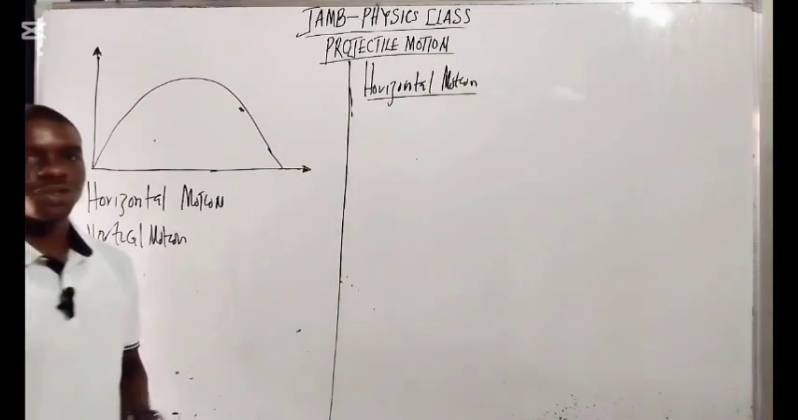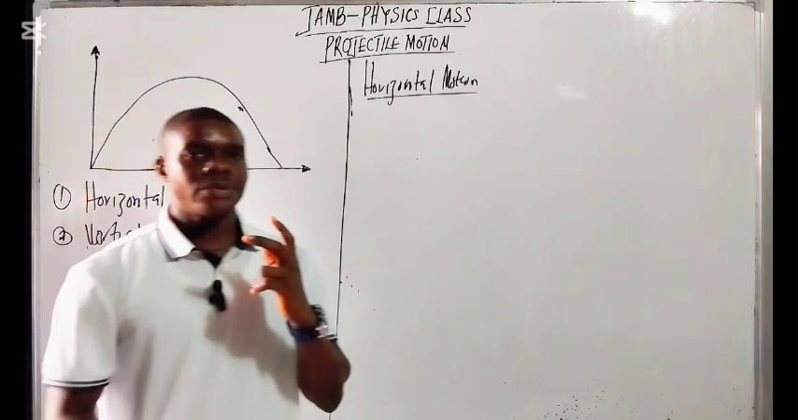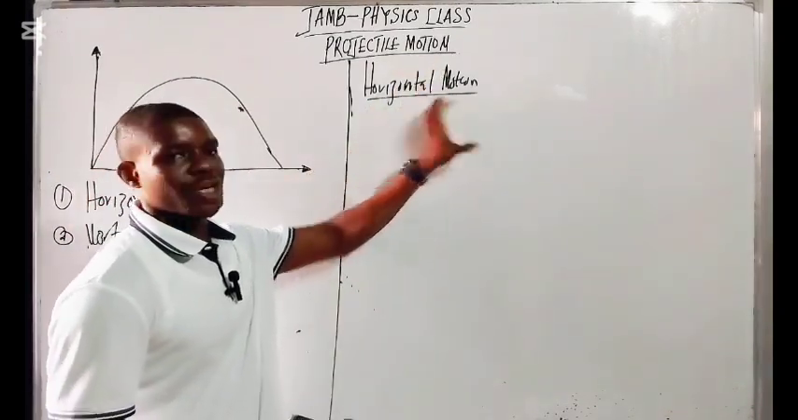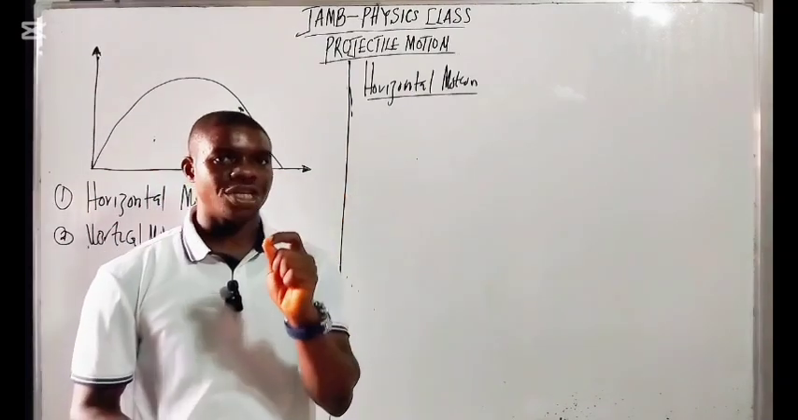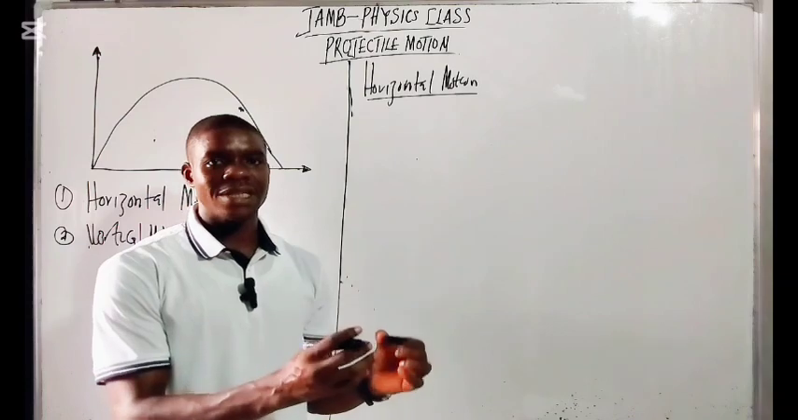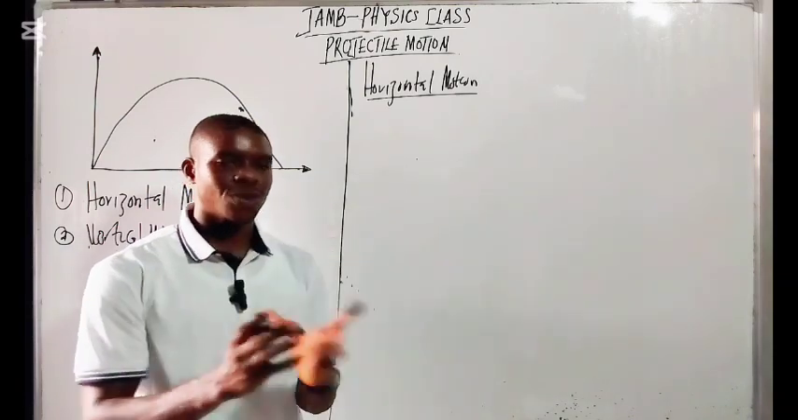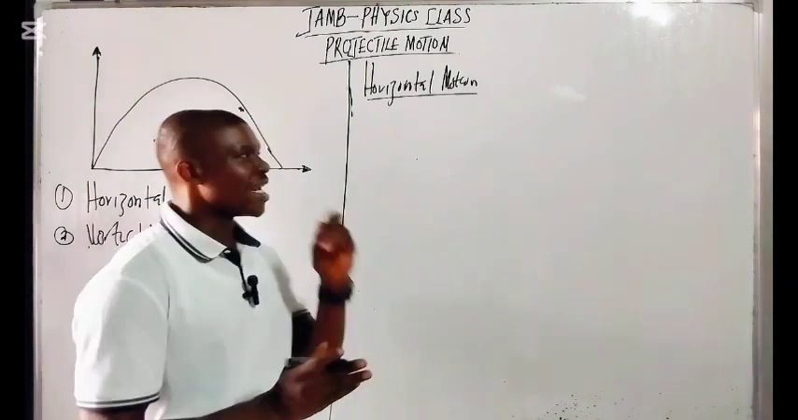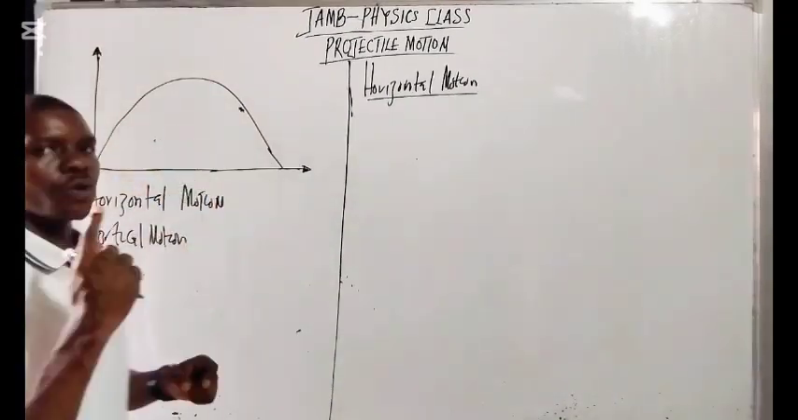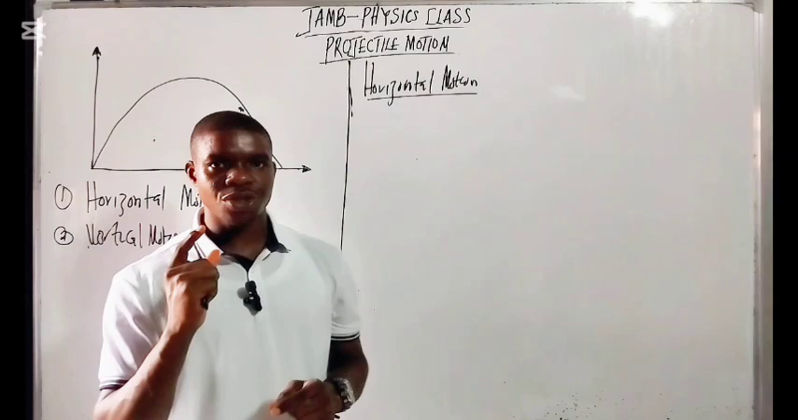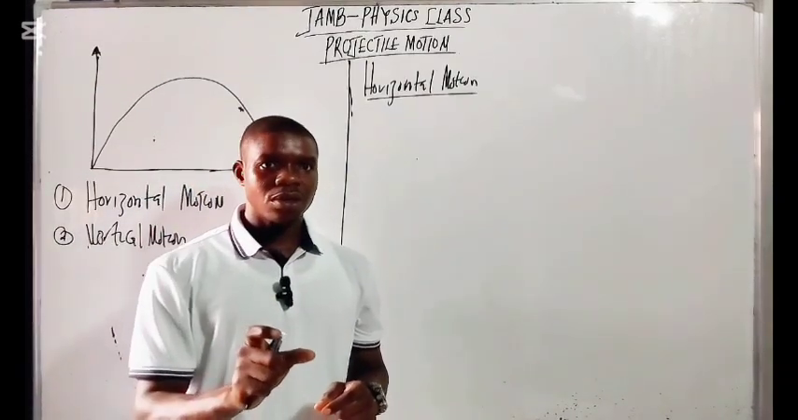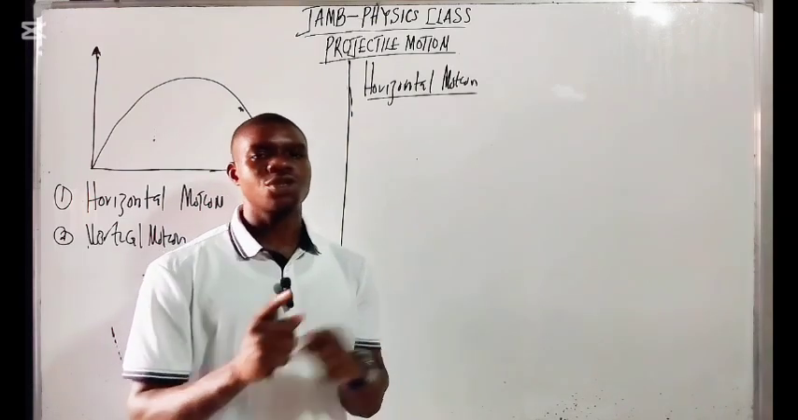Now, in the horizontal motion, there are two things you need to understand here. Now, there is no acceleration. So the linear acceleration is equal to 0. Now, when the linear acceleration is equal to 0, the velocity does not change. It's constant velocity. Do you understand? The reason why the linear acceleration is 0 is because in a projectile motion, there's only one acceleration acting on it, which is called g, the gravitational pull, acceleration due to gravity. Do you understand?